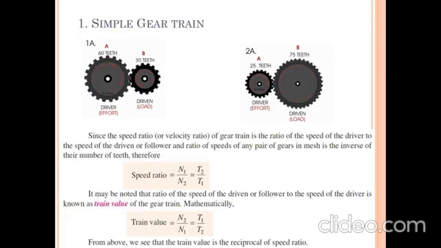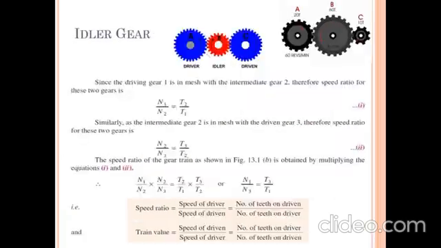Now it may be noted that this ratio of the speed of the driven or follower to the speed of the driver is known as the train value. That means the reciprocal of the speed ratio is the train value, that is N2 upon N1, which is equal to T1 upon T2. Remember this for a simple gear train.